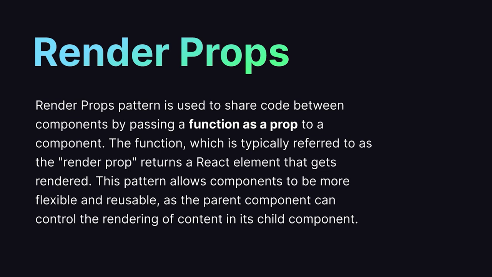So this function, which is typically referred to as a render prop, returns a React element that gets rendered. This pattern allows a component to be more flexible and reusable, as the parent component can control the rendering of the content in its child component. So you know what, let me just give you an example of that.